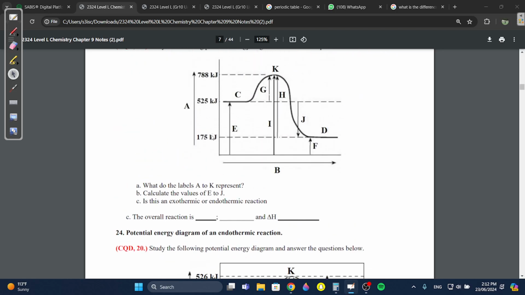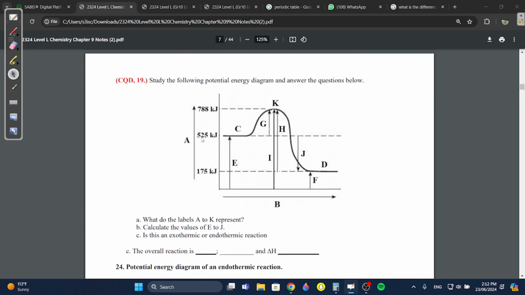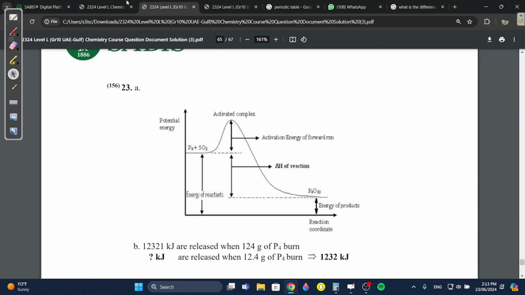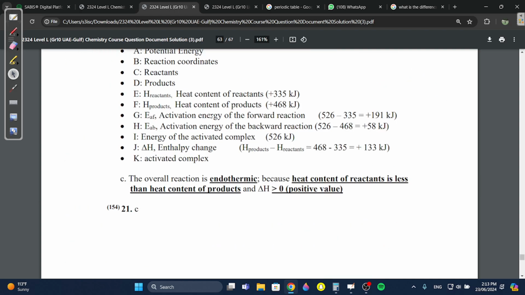Okay, for CQD 19, I think they're going to give something like this in the written exam. Something like this will come, 100%. What do the labels A to K represent? Okay, I'm going to open the answer key. So, CQD 19.